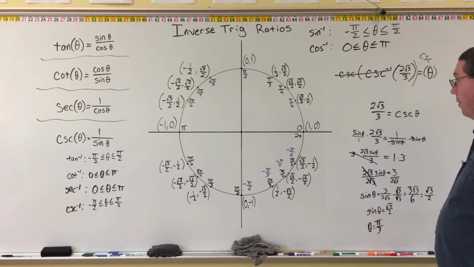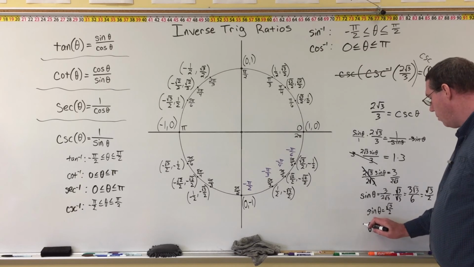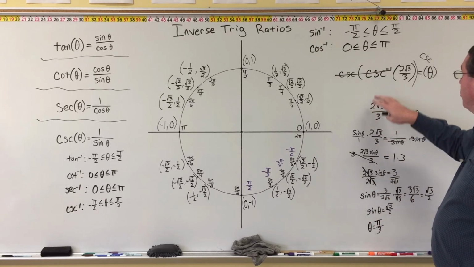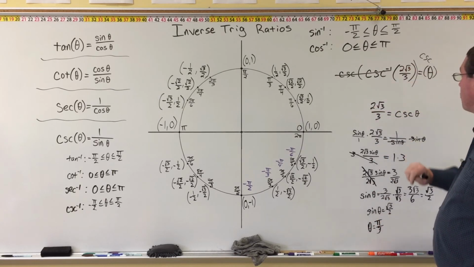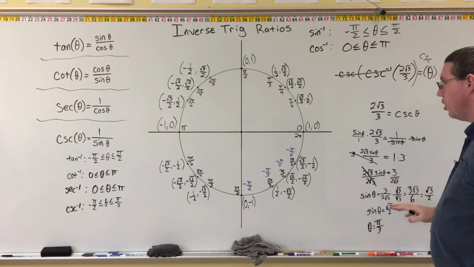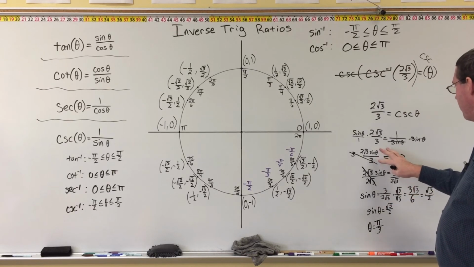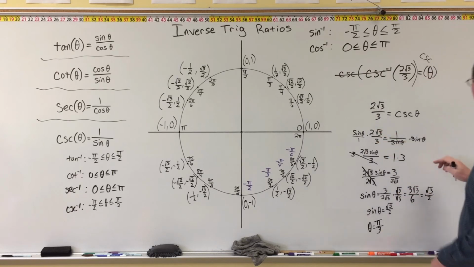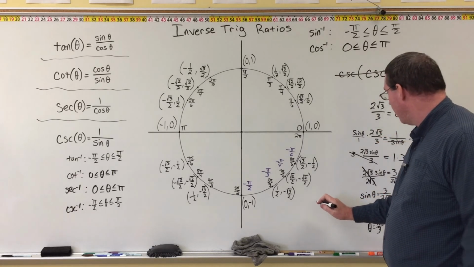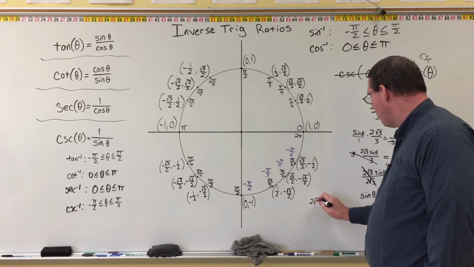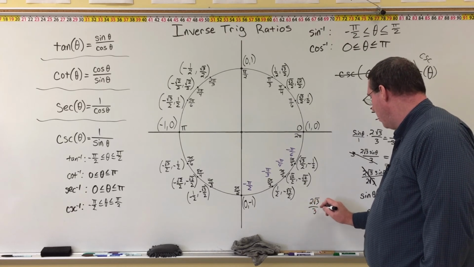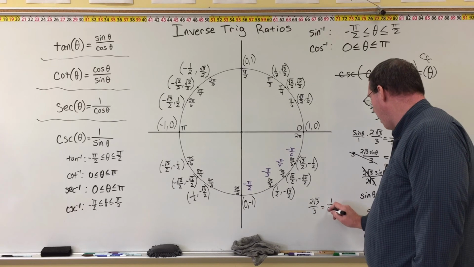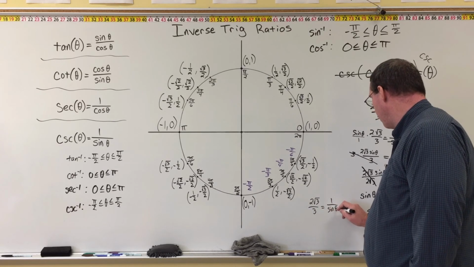Okay, so pi over 3. And so that is the answer to cosecant inverse of 2 square root of 3 over 3. Now, I want to show you something up here. When we were at this step right here, I don't have room over here. Let's do it down here. When we were at the step of 2 square root of 3 over 3 is equal to 1 over sine of theta, here's something else I want to show you.